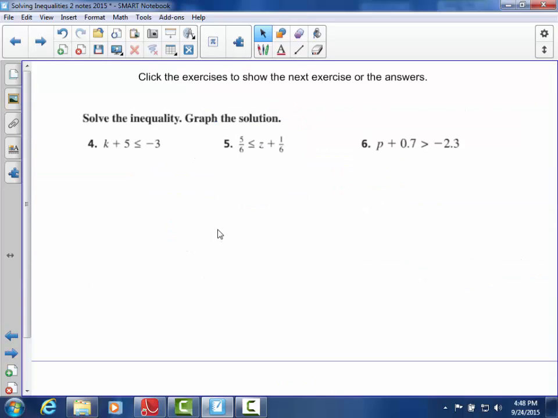All right, here's some for you to practice. Pause the video, take about 5 minutes, and see if you can solve these.